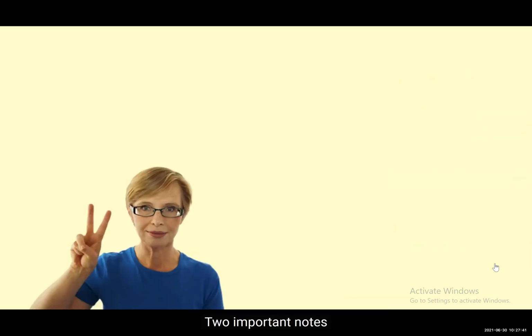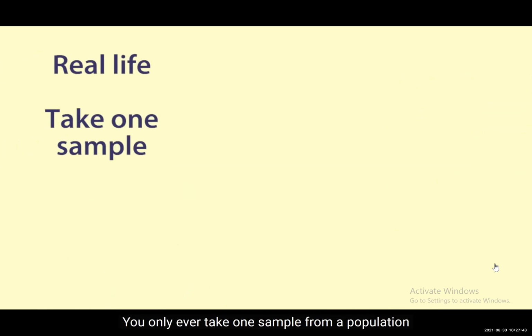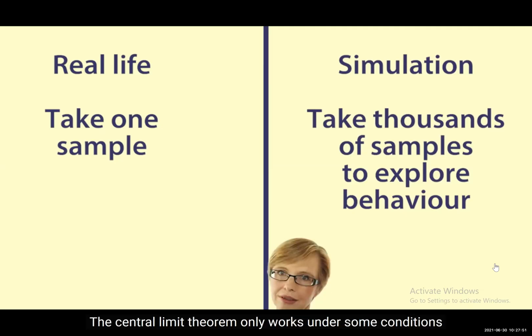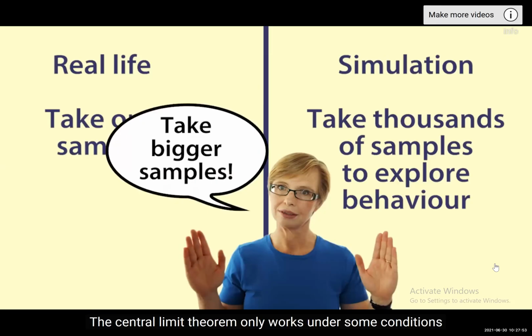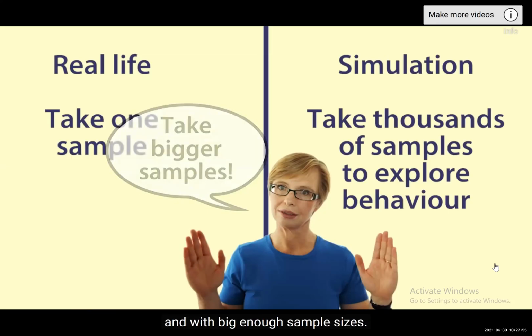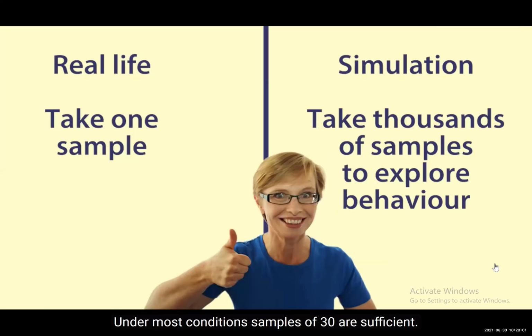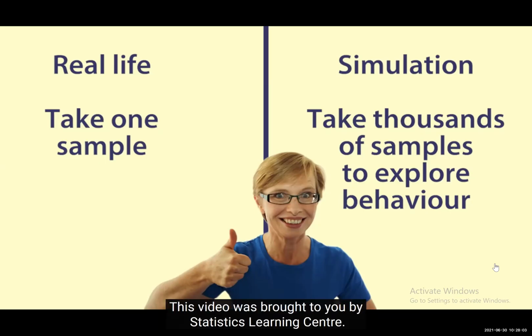Two important notes. You only ever take one sample from a population. We took thousands of samples to illustrate what a sampling distribution looks like. The central limit theorem only works under some conditions and with big enough sample sizes. 4 is actually far too small, though you could still see the effect. Under most conditions, samples of 30 are sufficient.